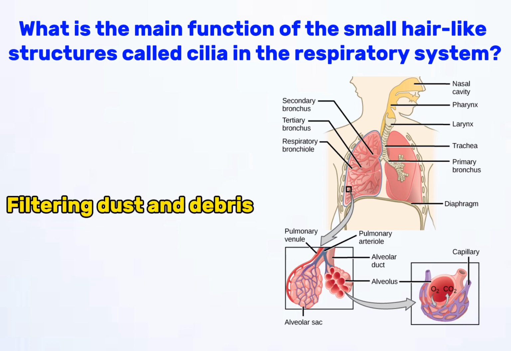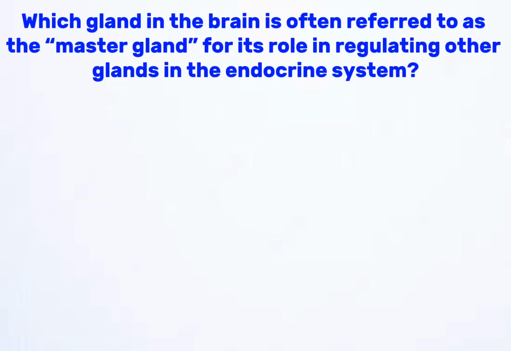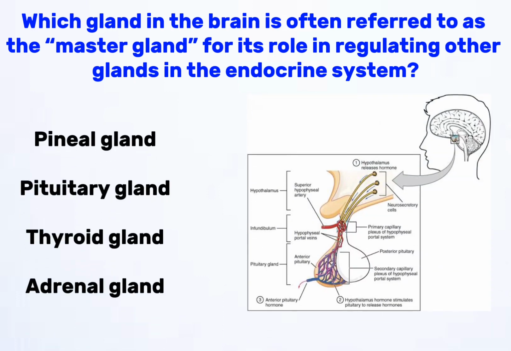Filtering dust and debris. Which gland in the brain is often referred to as the master gland for its role in regulating other glands in the endocrine system? Pineal gland, pituitary gland, thyroid gland, adrenal gland.